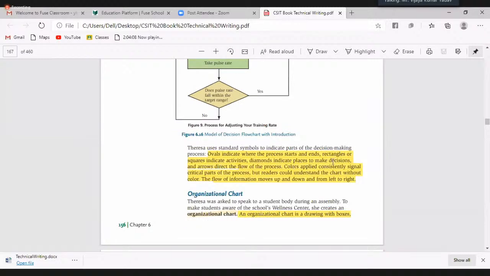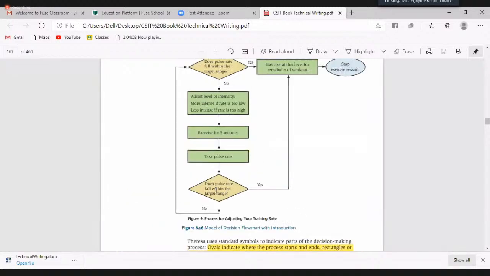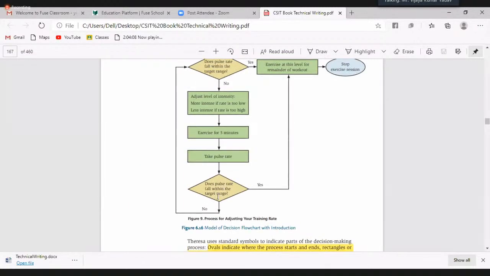So that's why here, what is given? Rectangles or squares indicate activities. Diamonds indicate places to make decisions. And whatever words are used in the diamond shape, that is what is given: does pulse rate fall within the target range?